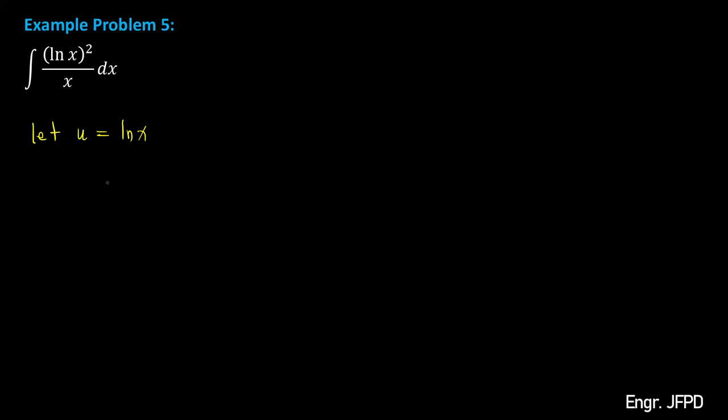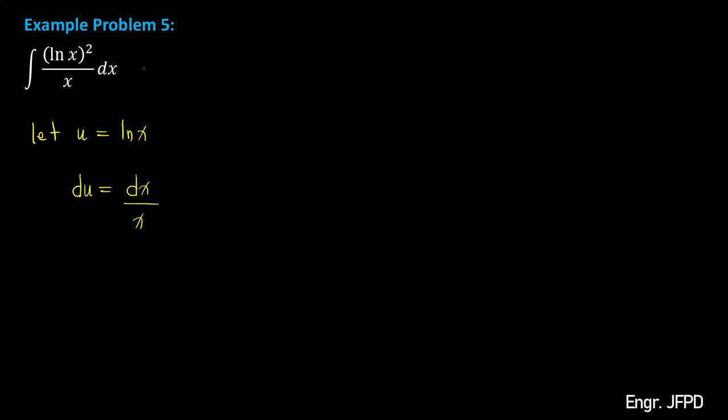Then, taking the derivative of this equation on both sides, this will give us the derivative of u is equal to, for the derivative of ln of a function, take note that the formula is the derivative of the function divided by the given function, wherein this is the derivative of the given function x, and that is now dx over the given function of x. Now, our dx over x is simply the same as du.